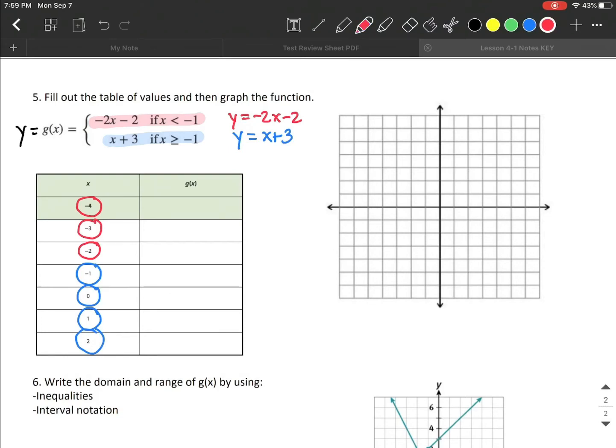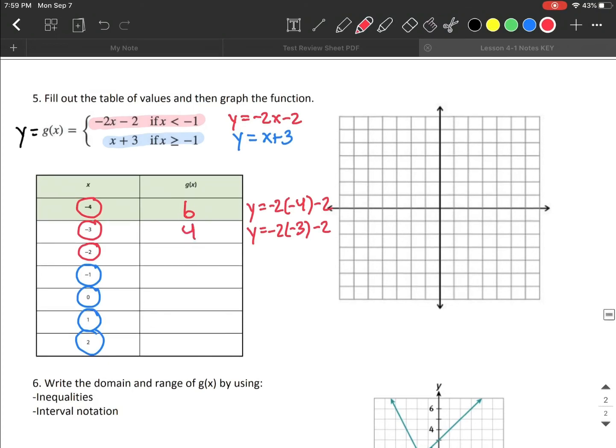For negative 4, I'm going to plug it into the red piece equation. I have y is equal to negative 2 times negative 4 minus 2. Negative 2 times negative 4 is 8. 8 minus 2 gives me 6. For negative 3, I'm plugging it into that red equation again. So I have y is equal to negative 2 times negative 3 minus 2. That gives me negative 2 times negative 3 is 6. 6 minus 2 is 4. For negative 2, I have y is equal to negative 2 times negative 2 minus 2. Negative 2 times negative 2 is 4. 4 minus 2 is 2.